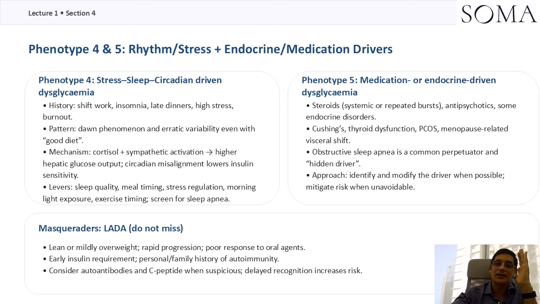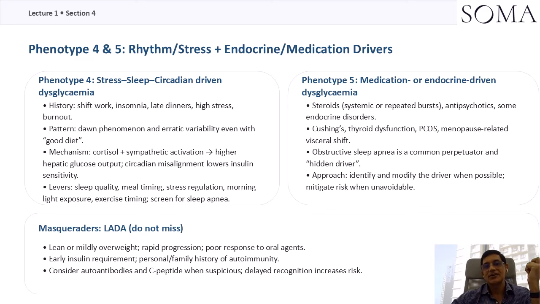And phenotyping does not require complicated tests at first. It starts with simple clinical observation: fasting versus post meal patterns, body composition and waist circumference, triglycerides and HDL, ALT and fatty liver clues, muscle mass, strength and activity level, sleep patterns, stress load, shift work, medication history and endocrine symptoms, rate of progression and family history. So when you see diabetes through these phenotypes, treatment becomes logical, personalized, and far more effective.